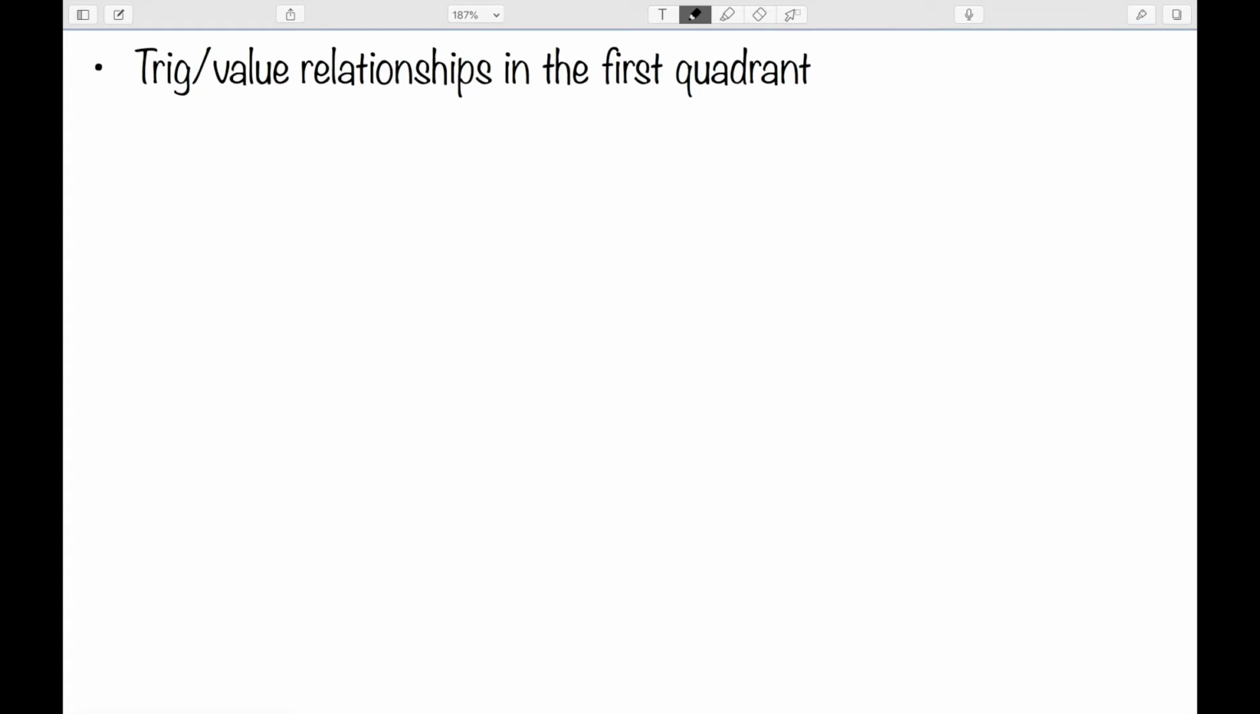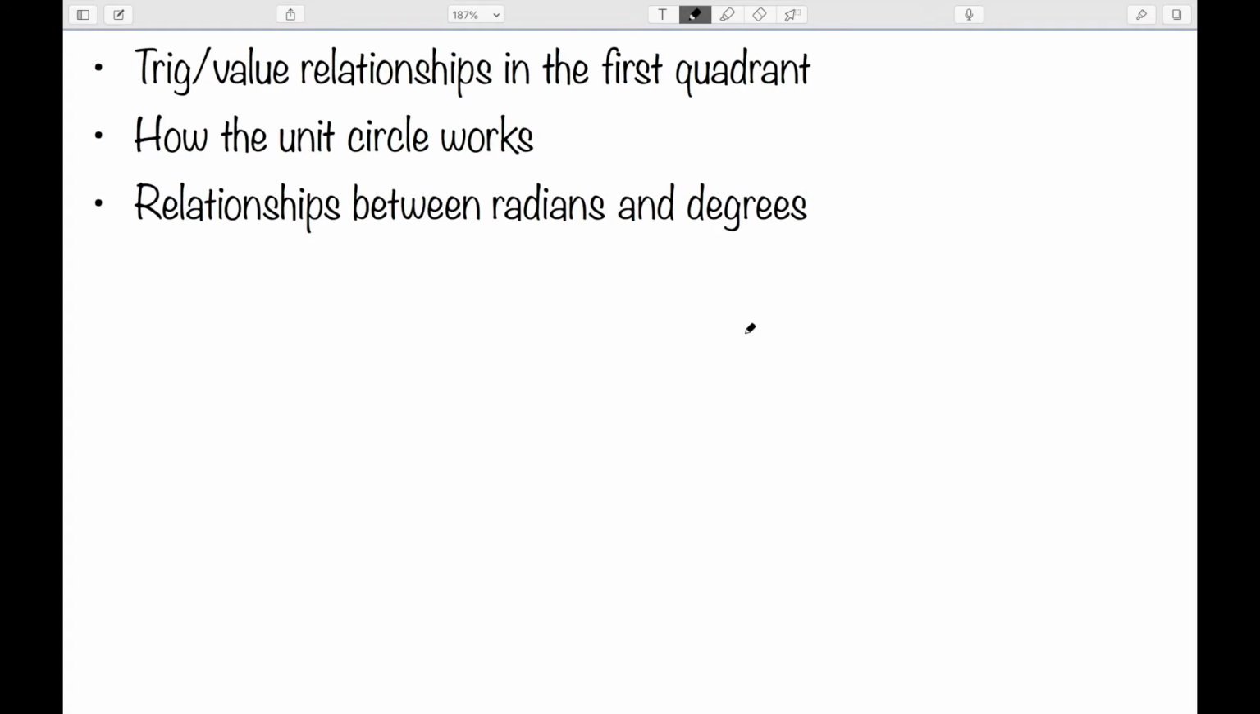The first thing you should know is the trig and value relationships in the first quadrant, so you should know the basics of your unit circle in the first quadrant. You should know how the unit circle works so you can fill in the rest of it and read it appropriately. You should be comfortable with the relationships between radians and degrees and switching between the two.